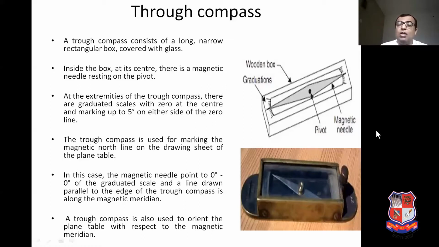On both ends of the magnetic needle, a line is drawn parallel to the edge of the trough compass, along the magnetic meridian. Now that line is considered as the north line on the drawing sheet. A trough compass is also used to orient the plane table with respect to the magnetic meridian.